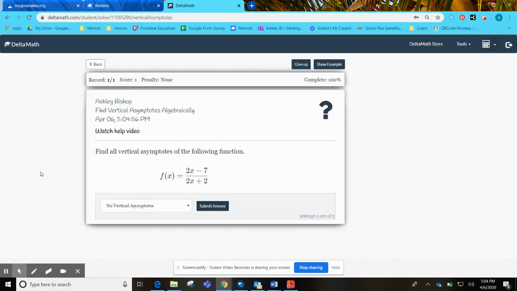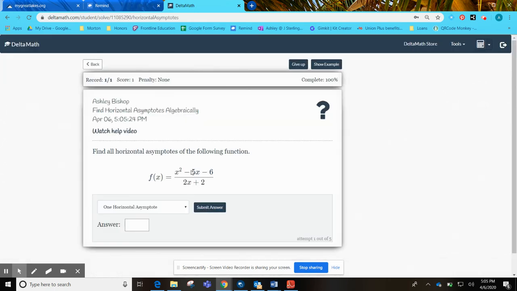Finding vertical asymptotes, you have notes on this. This is target D, so you have to factor the numerator and the denominator. See if anything cancels. If anything cancels as a whole, then you've got a hole. And then anything that's left over after you cancel is going to be a vertical asymptote. If nothing cancels, like this example will have nothing cancel, you set your denominator equal to 0 and find your vertical asymptote.